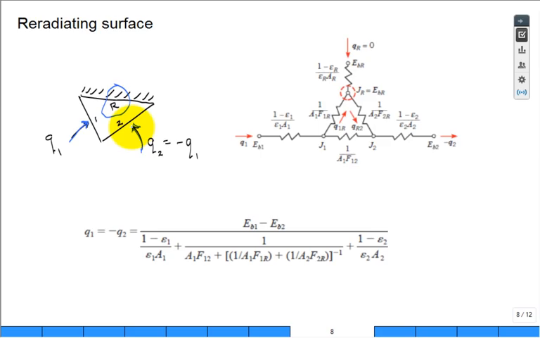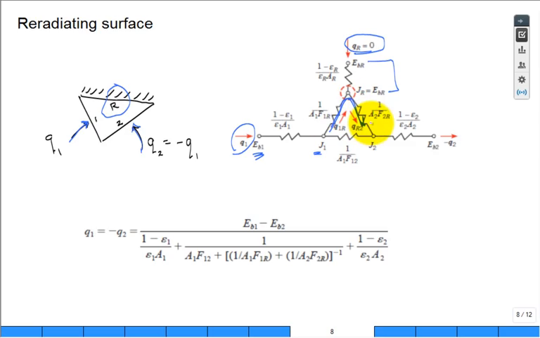Energy balance for the network. Well, you could set up a resistive network. Q1 is coming in, so it's EB1 to J1. The re-radiating surface is insulated, so QR is 0. Hence, it's like this node collapses with that node. The EB of the re-radiating surface is equal to the J of the re-radiating surface. The flow that goes this way can only go that way.